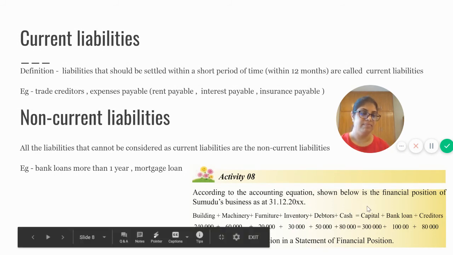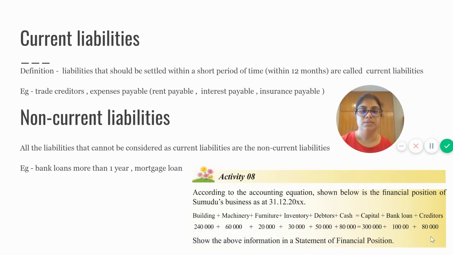As equity, they have given the capital value. And bank loans and creditors: bank loan will be the non-current liability, and creditors will be the current liability. So after that, they want you to show the above information in a statement of financial position. So it's very, very easy.